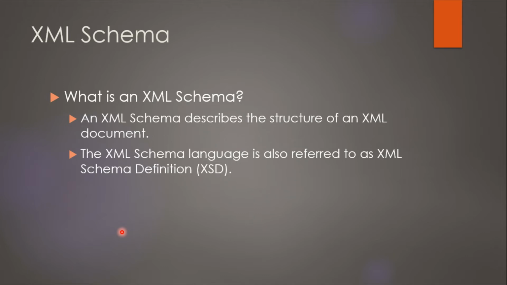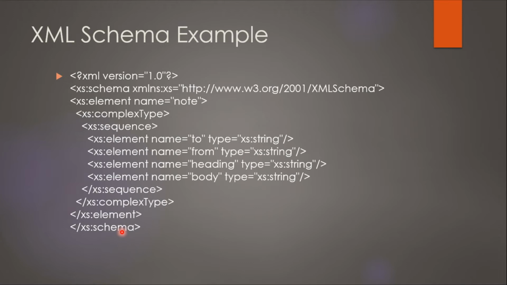This is the structure of the XML schema. xs:schema, xmlns:xs, http://www.w3.org, this is the W3C recommendation. And then after that the xs:element name note, which is the root element. Then the xs:complexType, then xs:sequence, then xs:element name to, the data type is string.